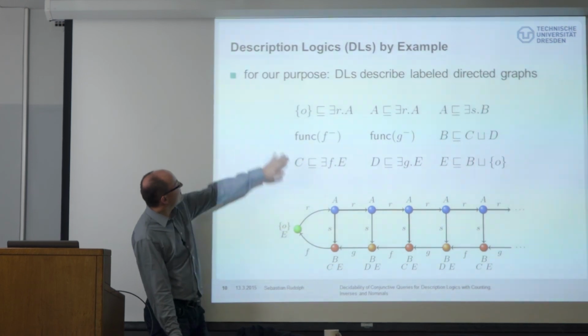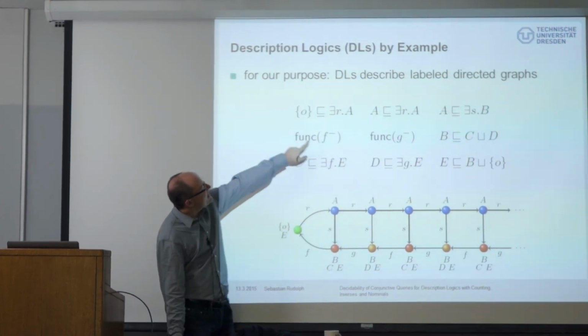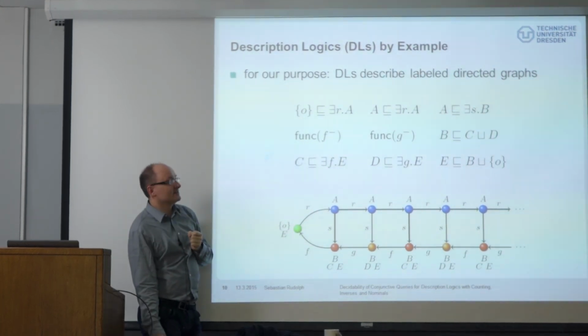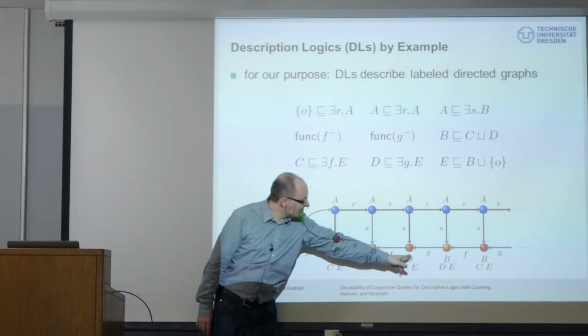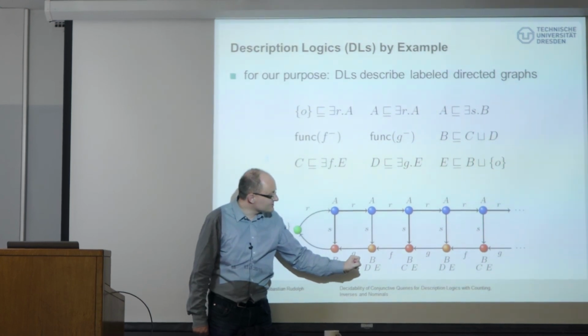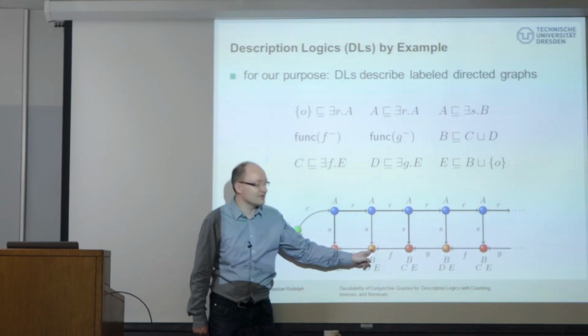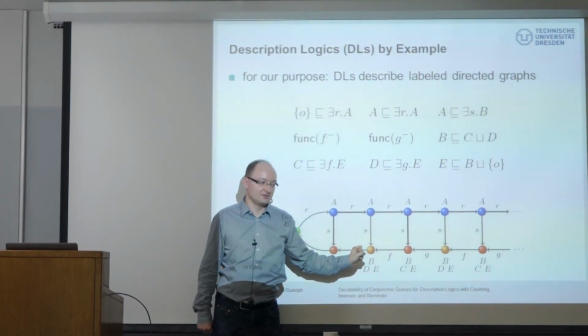And then we have other things. We say that the edges which are labeled with F are inverse functional. What does that mean? So here we have such an edge, right? And inverse functional means just every node can have at most one incoming edge which is labeled with F, right?